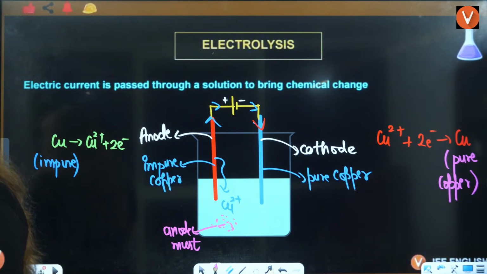Students, let me know in the chat box if that is clear. Hi Ramu, hi Aryan, Gokul.